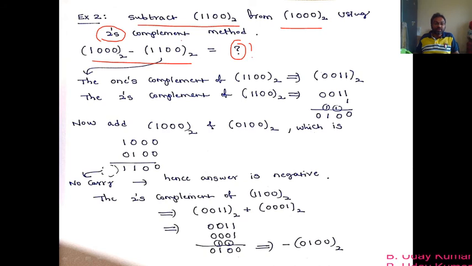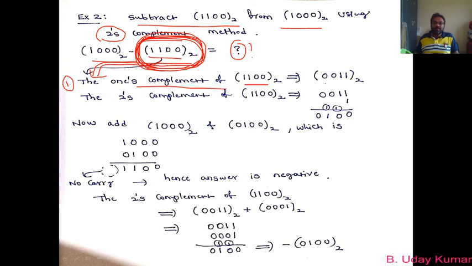So the 2's complement method means what? The binary number which is getting subtracted, so this one, right? I have to find its 2's complement. To find its 2's complement, what do we do? First we find the one's complement. So this is our first step. We find its one's complement. So once we find its one's complement, what will it be? The one's complement of 1100 to the base 2 will be 0011 to the base 2. So this is our answer, which includes the first step.